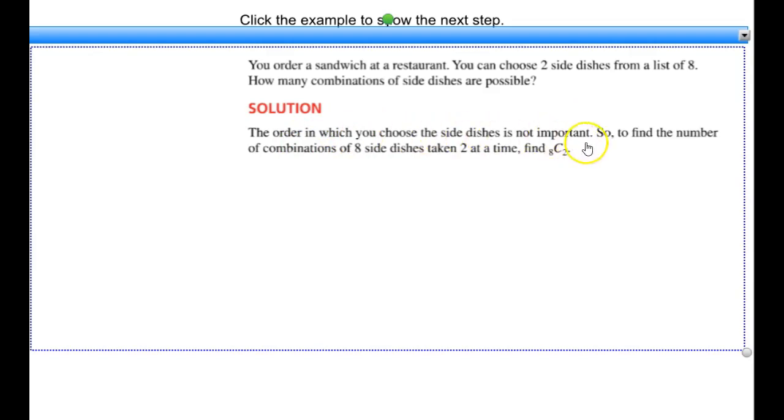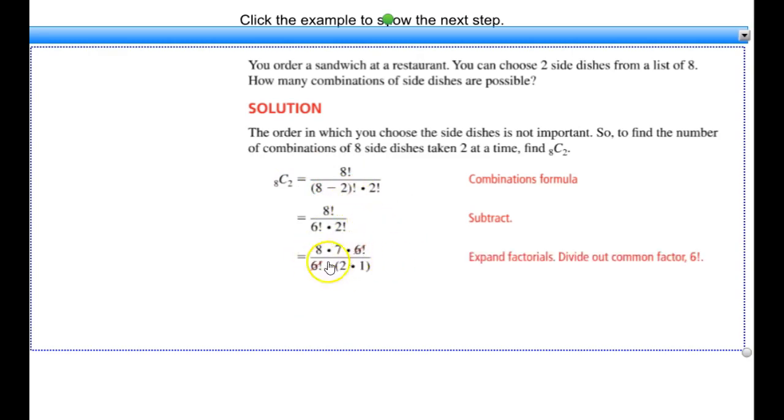So again, here my order is not important, so I want to find the combination of 8 side dishes taken 2 at a time. So I use my combinations formula and I just plug in my n and my r. And remember that n is always the total number of things that we start with, and r is how many you're picking or taking. So I subtract my 8 minus 2, expand my factorials and divide out, and then I can multiply and simplify. So I know that there are 28 different combinations of side dishes that I can order if I take 2 at a time out of the 8 total.